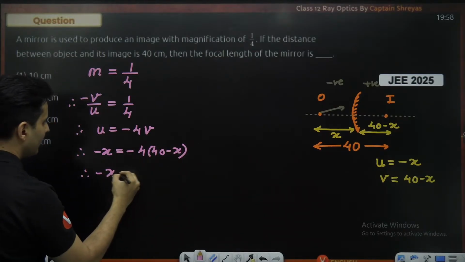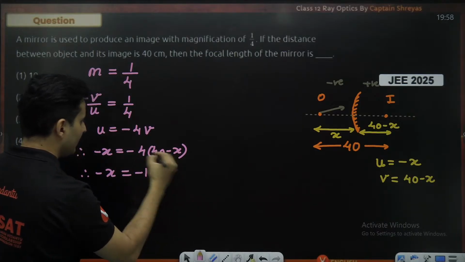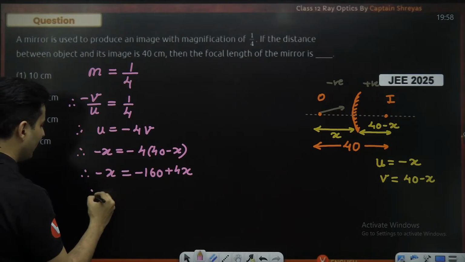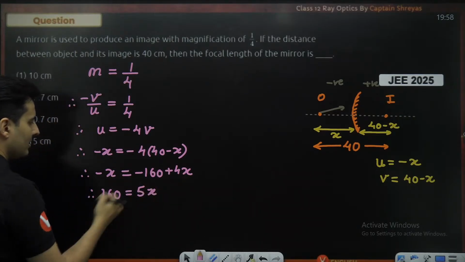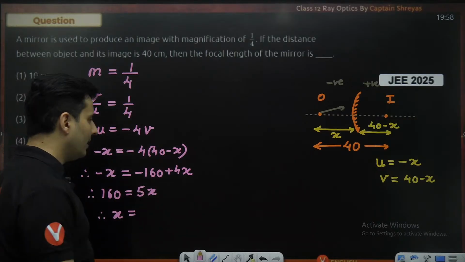So this will become minus x is equal to 4 4s are 16. So minus 160 plus minus minus is plus 4x. So take this x on this side, bring 160 on this side. So this will be 5x, 4x plus x is 5x. So therefore, x will be 160 divided by 5.